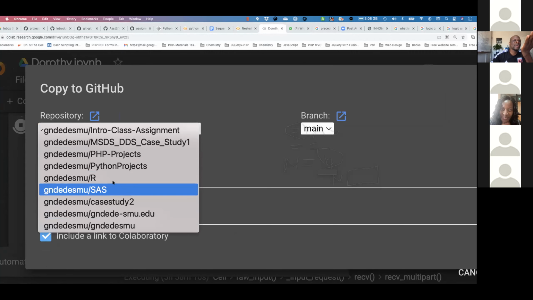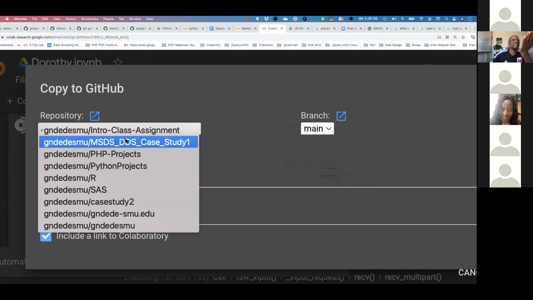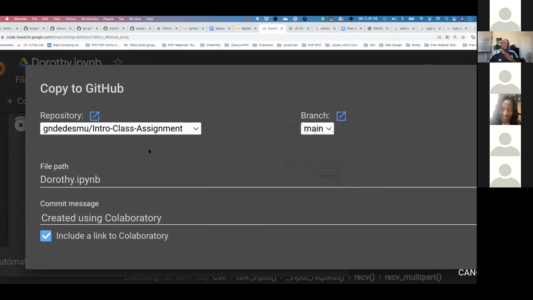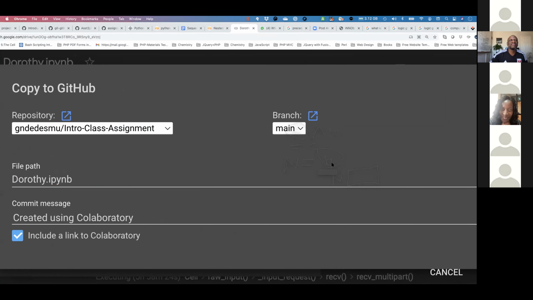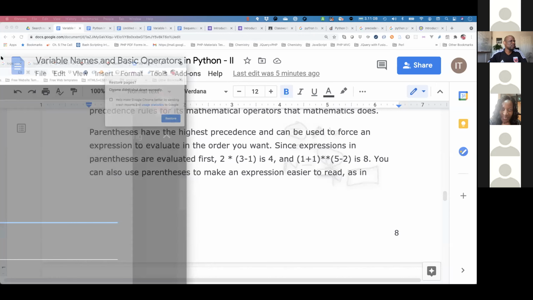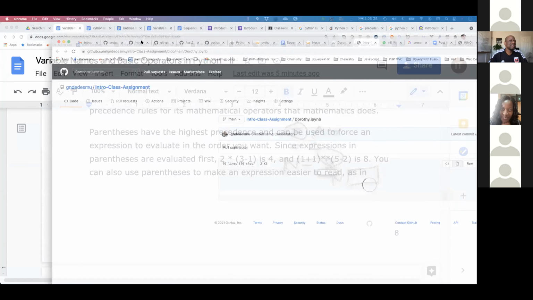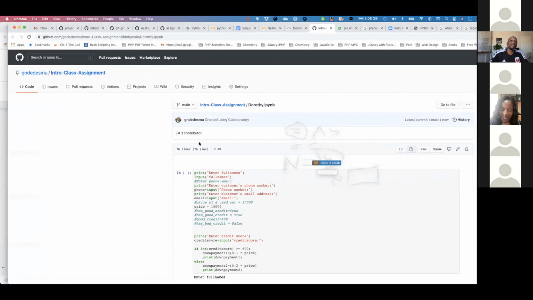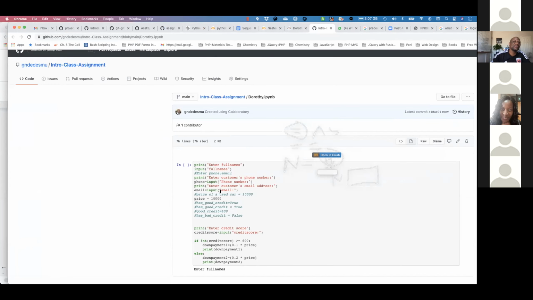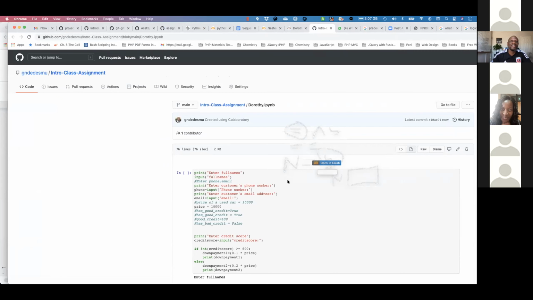Okay, so let's say I want to use introduction to class assignments. Hold on one second. Okay, so I can go ahead and click OK, and then that will send it. Once I send it, now I'm able to see it here. George, you're not sharing. Oh, okay. We were using Git push.